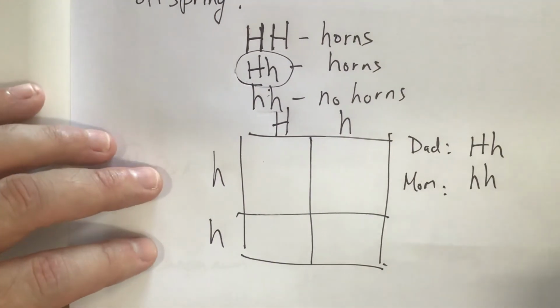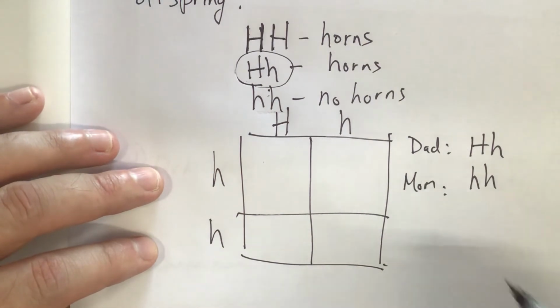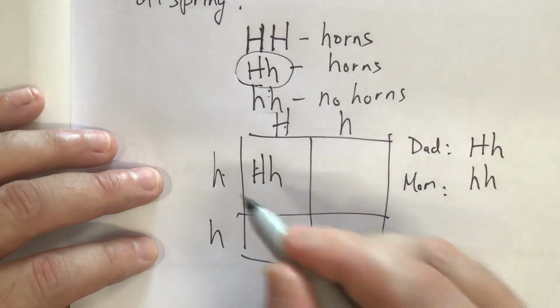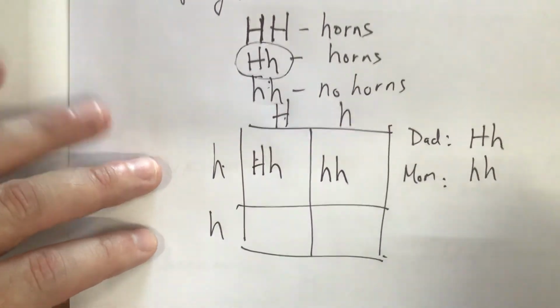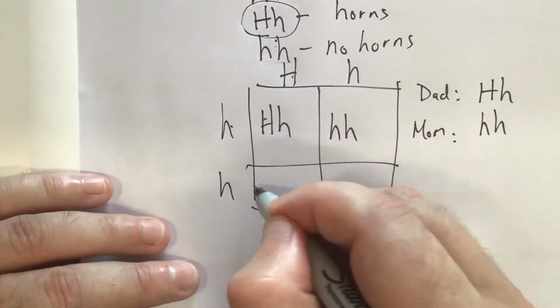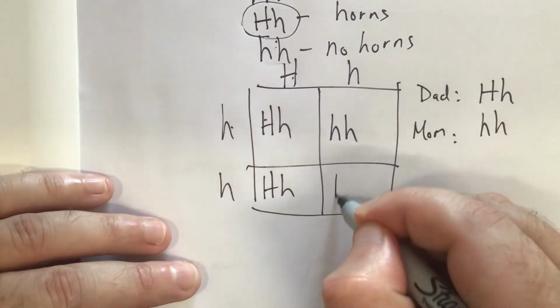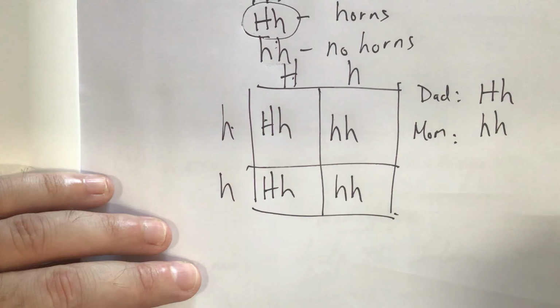And I hope we can see what's going to be different about this situation. So in this case, capital H, little h. In this case, little h, little h. In this case, capital H, little h, and then little h, little h. Okay, so these are the cases.